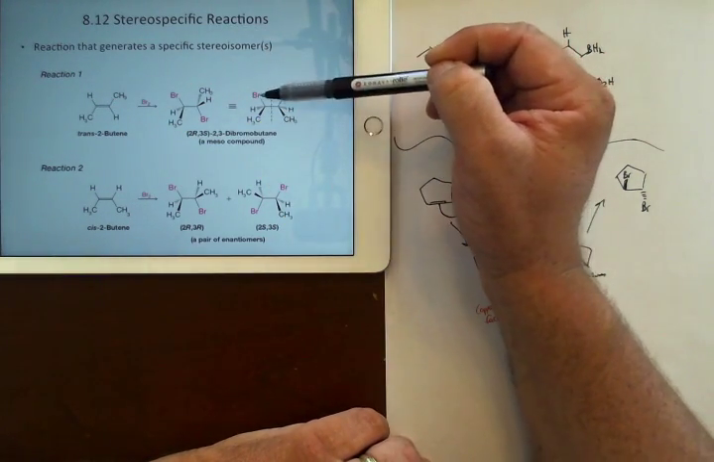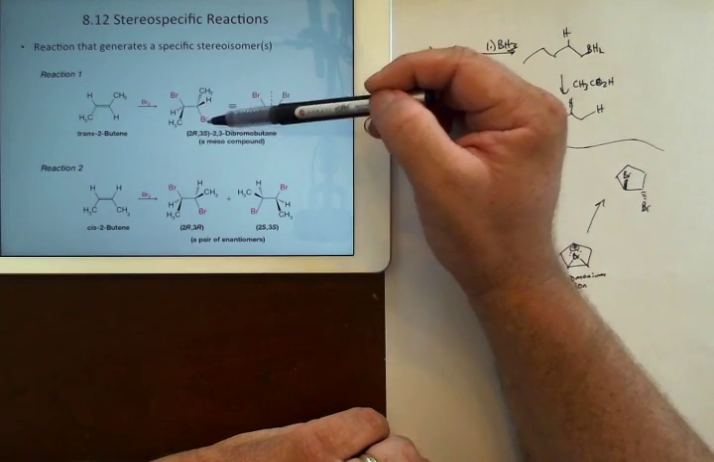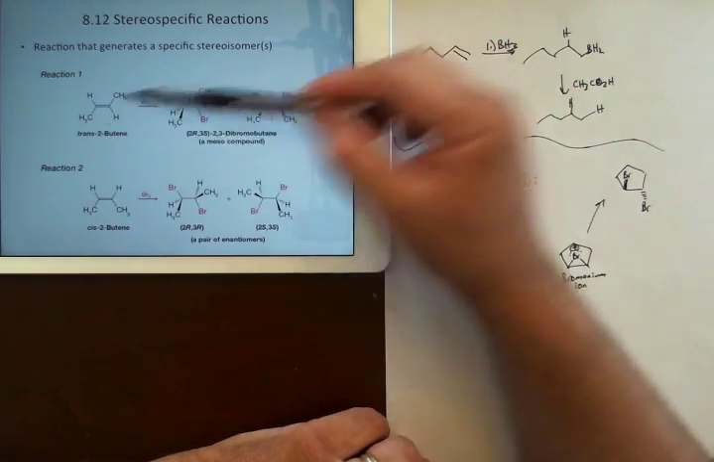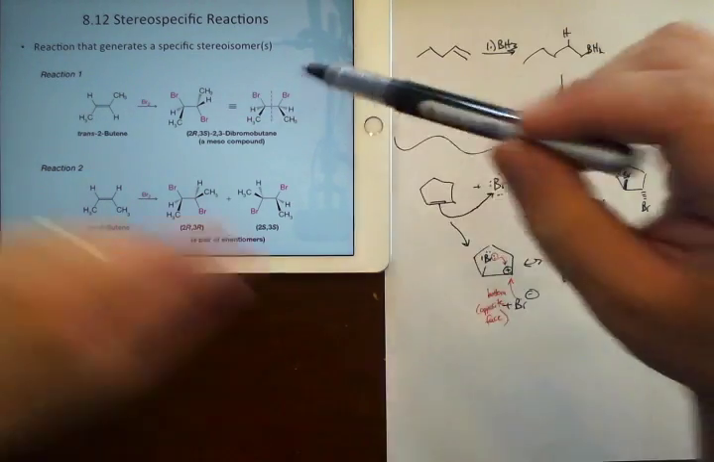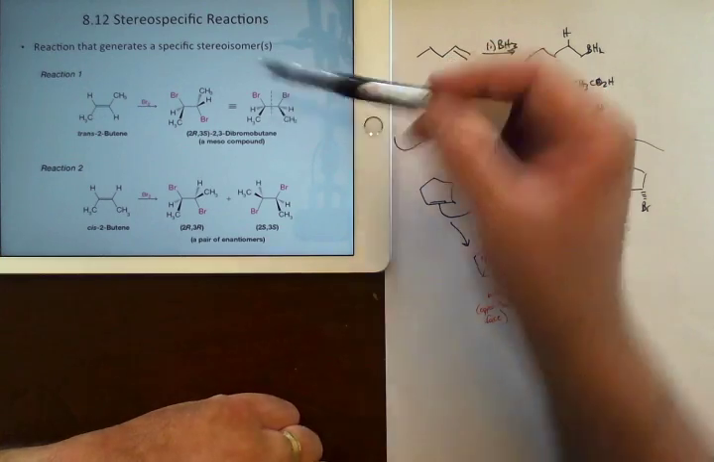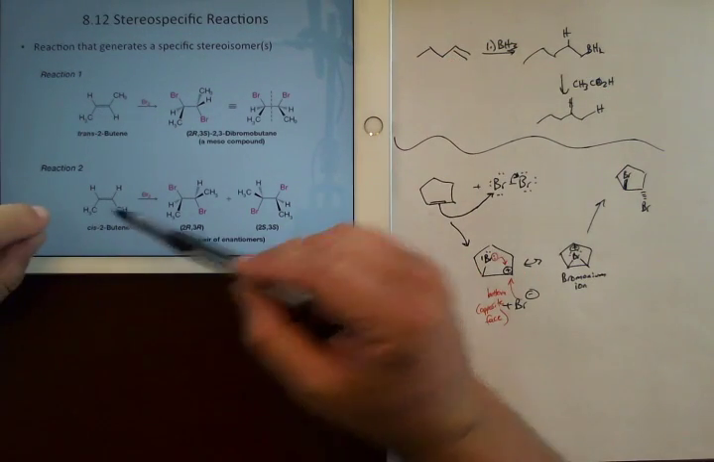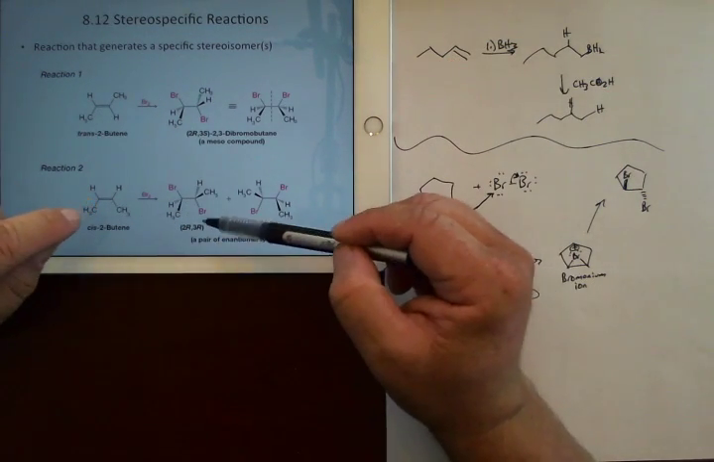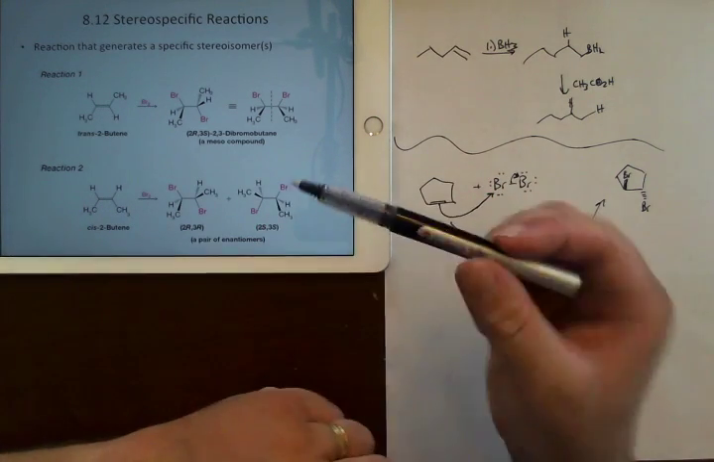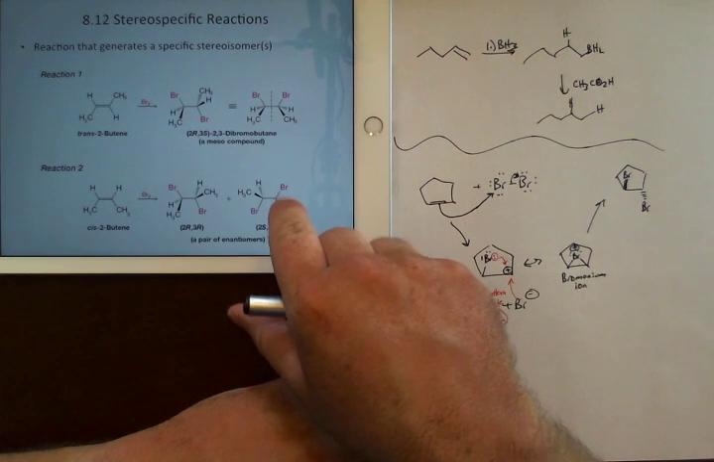So again, you're going to get one up, one down, and so in some cases with the trans here, you're going to get a meso product here. If you rotate this bond around so the bromine's on the same side, you've got a nice mirror image here. But if you do the cis version, you're going to put one up, one down, and you actually make the two enantiomers. So be aware.